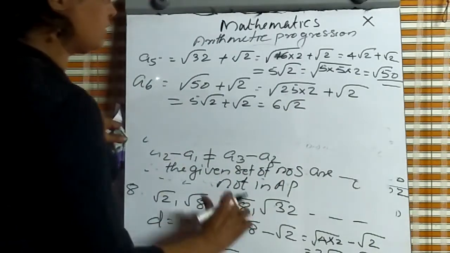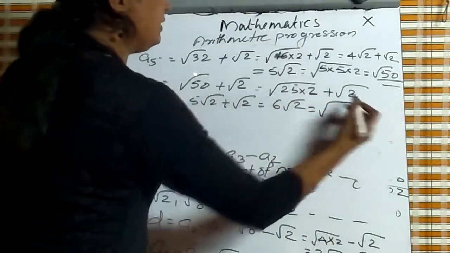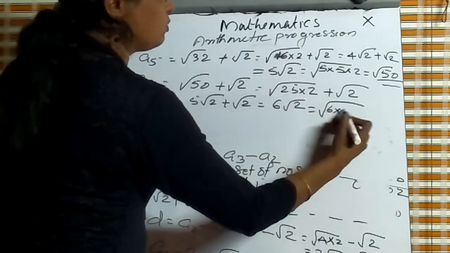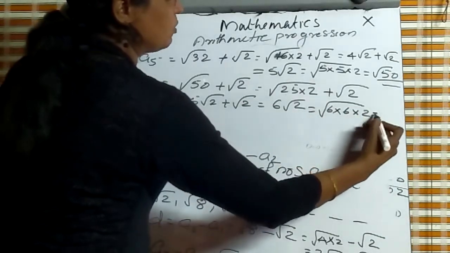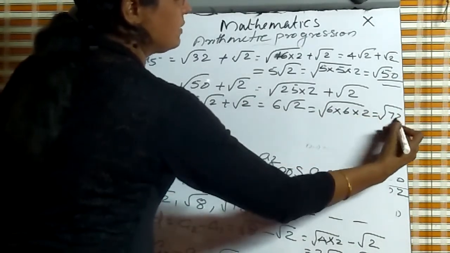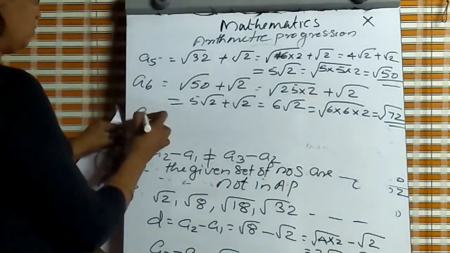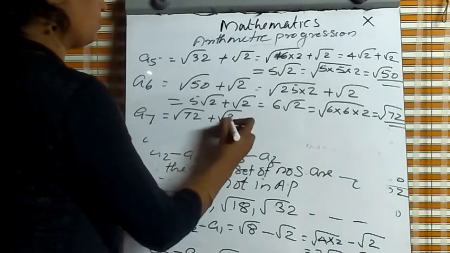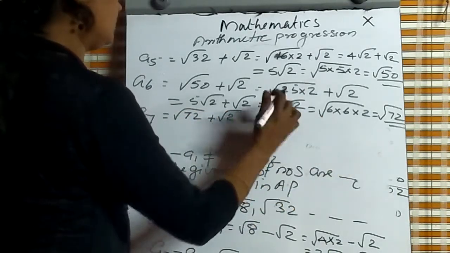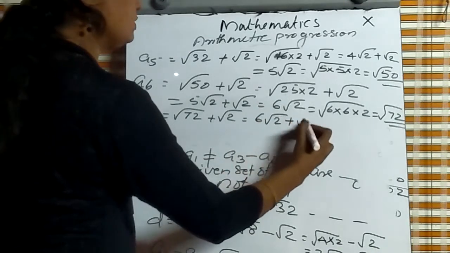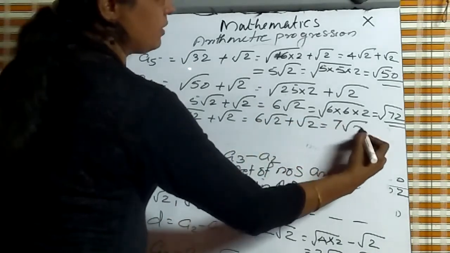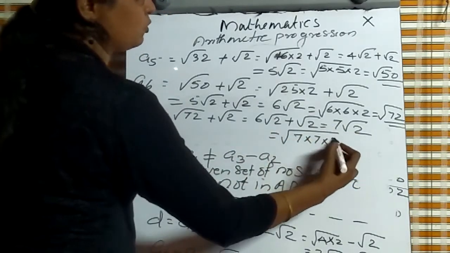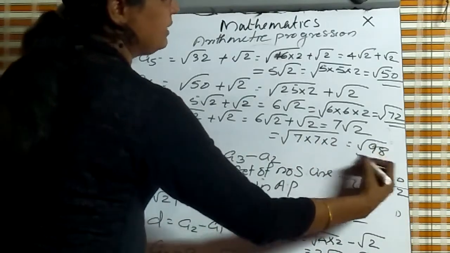But our numbers are in full square root form, so we again convert this. The 6 goes inside the root as 6 into 6, 36, into 2, which is 72. Then A7 is equal to root 72 plus root 2. Root 72 is 6 root 2, plus root 2, which is 7 root 2. Inside the root, that is square root of 7 into 7 into 2, which equals square root of 98.